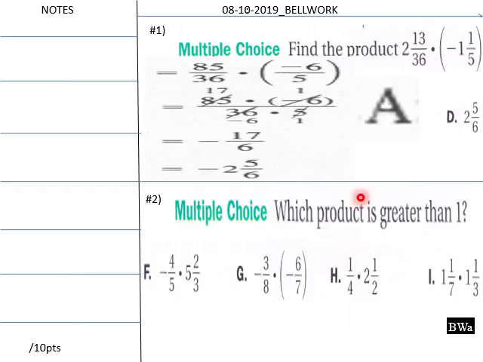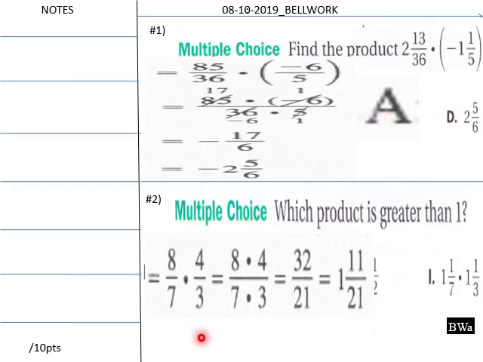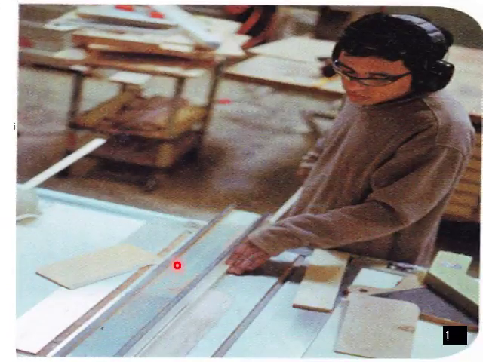And then down here we have which product is greater than 1. I would be the correct answer for number 2.